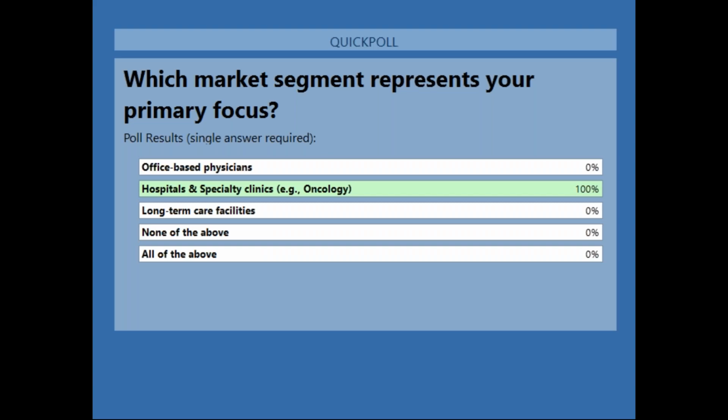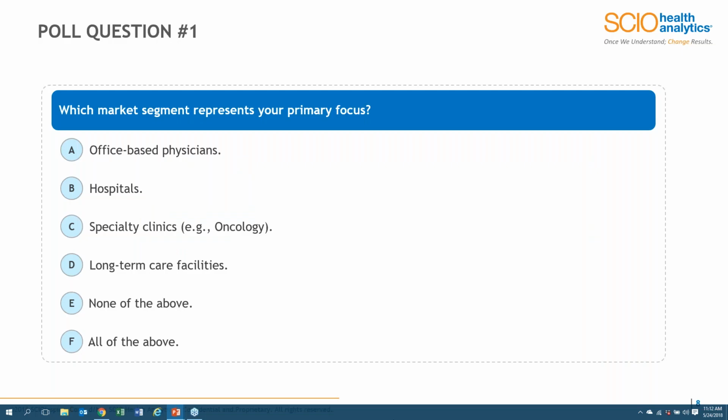Interesting. It seems like our audience is focusing on the hospital and specialty clinics, for example, oncology. Thank you very much for participating in polling question number 1. John, take it away.